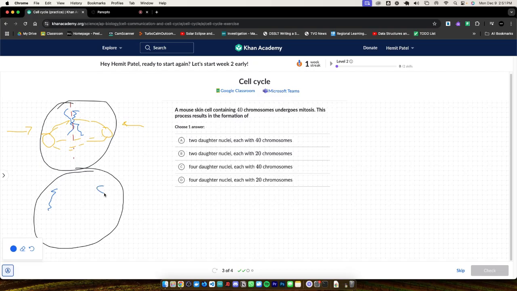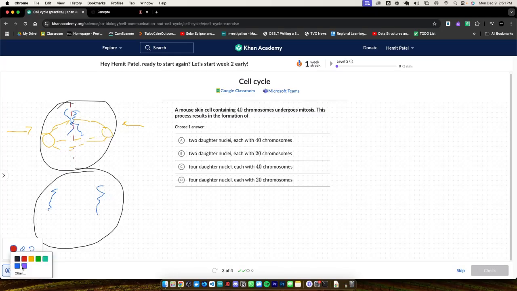Something like this, where on each end of the cell you now have each one of these chromatids, right? Each one of these DNA strands is genetically the same thing on each end of the cell, right? And each one of these former chromatids are now chromosomes because they're by themselves. They're no longer connected at the point of the centromere.